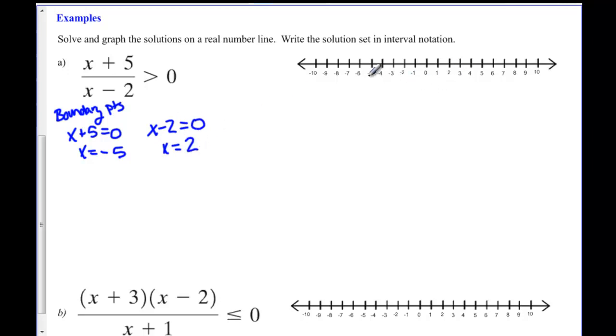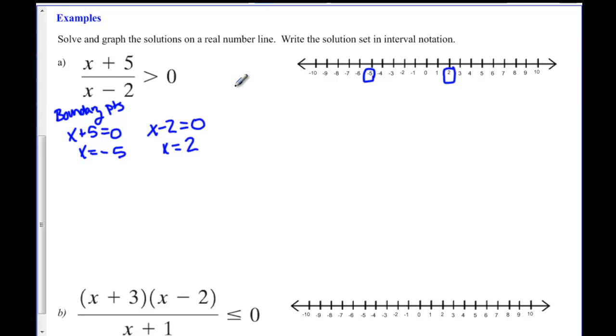So we got a negative 5 and a positive 2. Now it does not matter in this problem, but at the x equals 2, where that's a boundary point, we cannot ever have x equal 2 because that would be dividing by 0, correct? So we cannot include any value that would have us dividing by 0. So we know for sure that that 2 would have to have parentheses added. Like I said, for this problem it's irrelevant, but just want to make you aware of it.